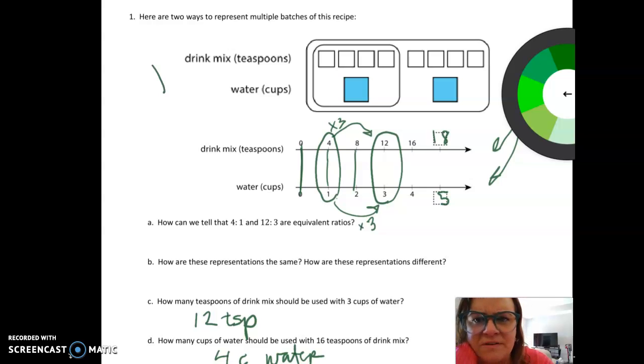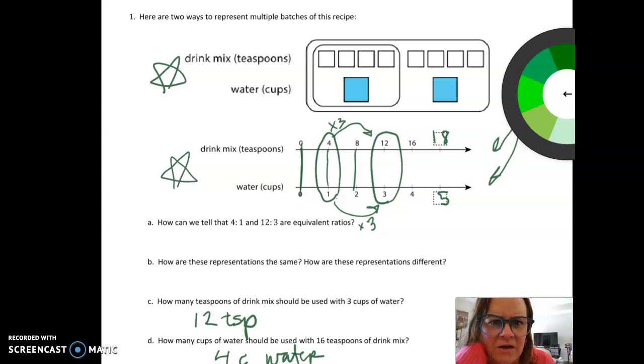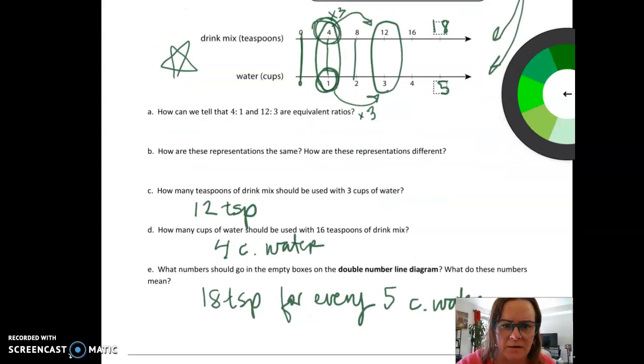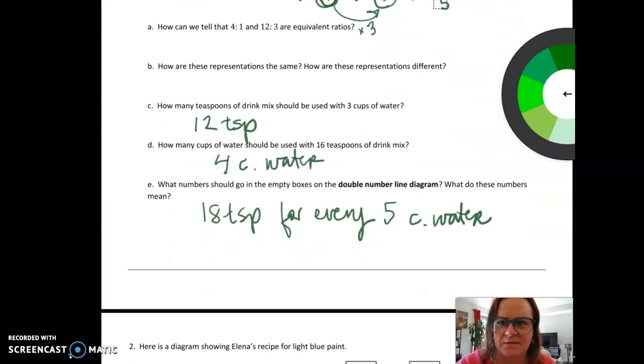So how are these two representations the same, the diagram here and the double number line? Well, they're the same in that we can actually see the ratio. If I look carefully, I can see my 4 teaspoons of drink mix. I'm marking them off right here with my 1 cup of water, and I'll mark that off. So I can actually see that in the diagram. I can see where it's at in the double number line. They're different, of course, because in the double number line, we're just using number representations rather than pictorial representations.